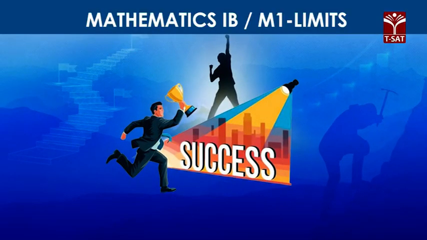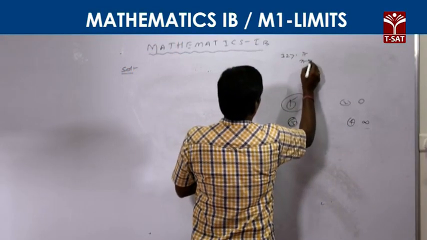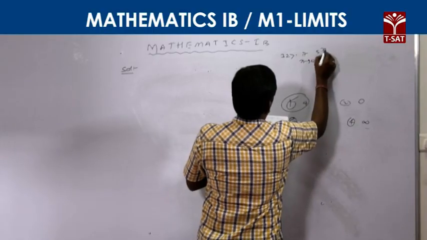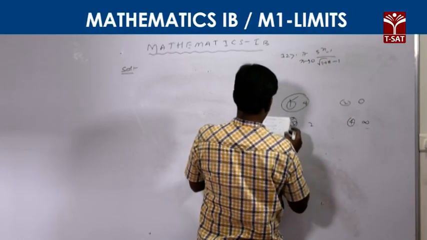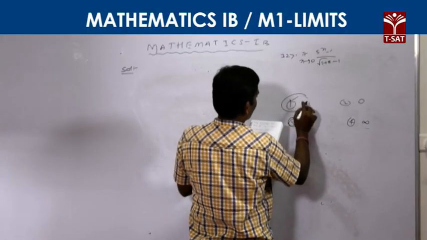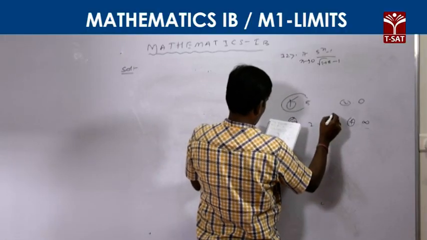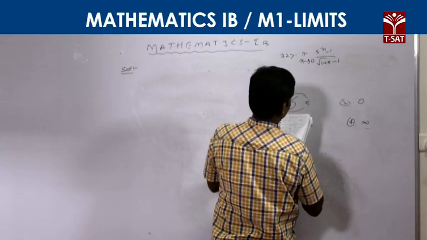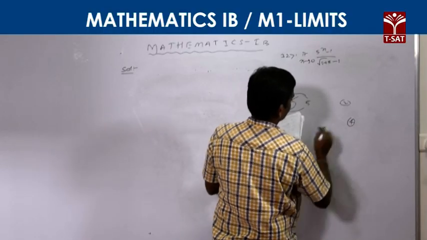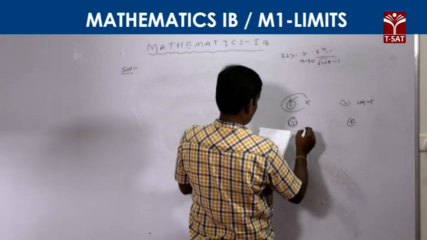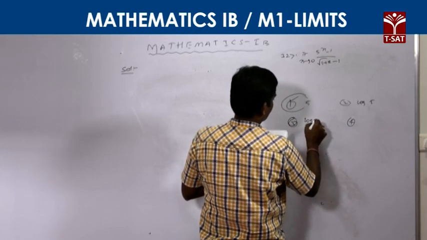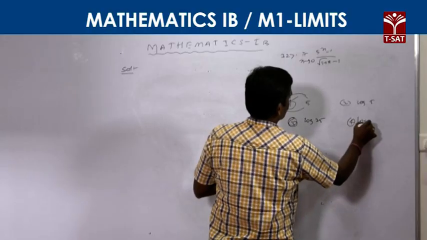Next question. The limit as x tends to 0 of 5 power x minus 1 by root of 1 plus x minus 1. The options are 5 log 25, log 5, log 25, log 2.